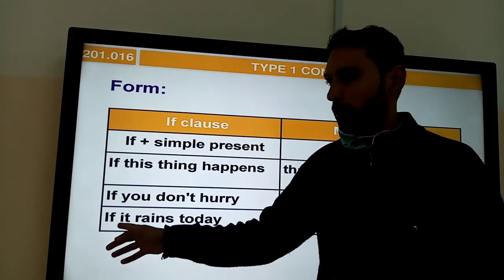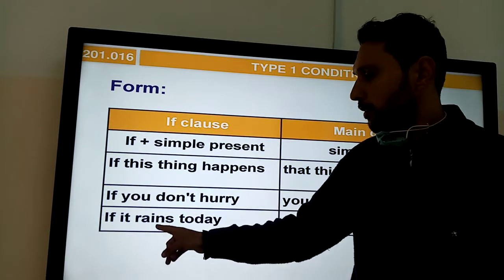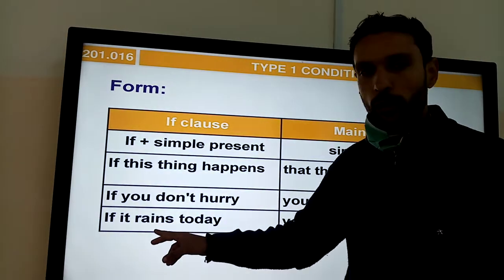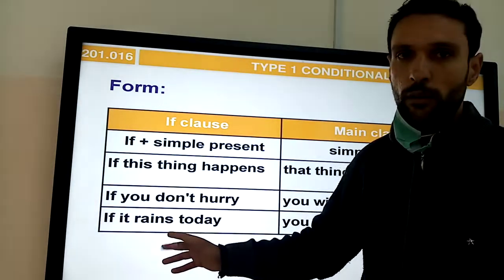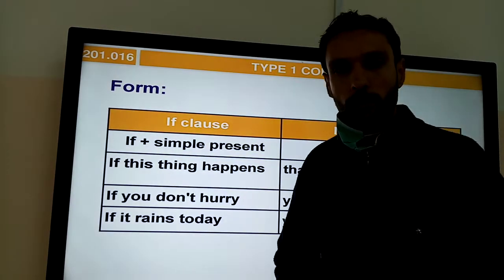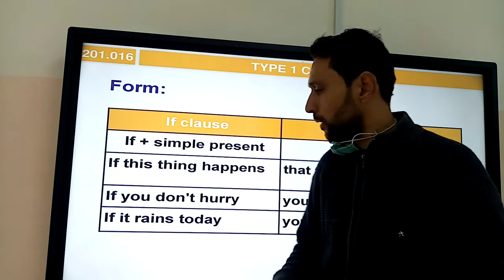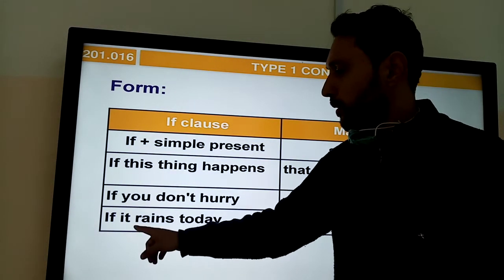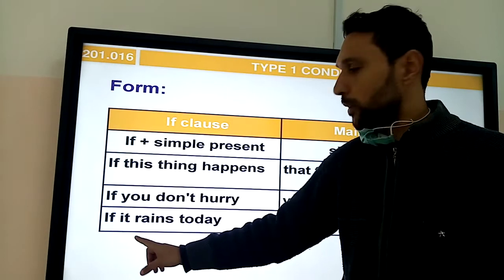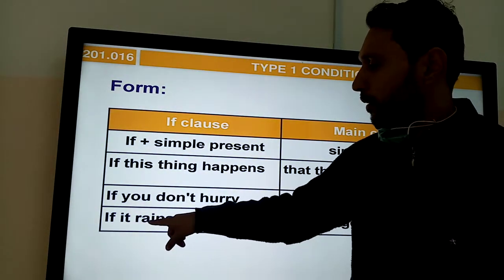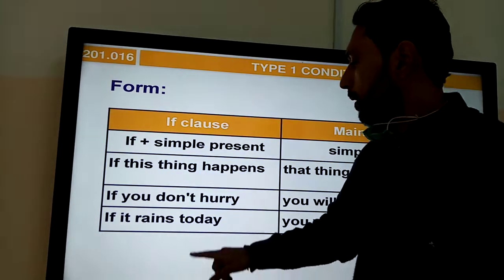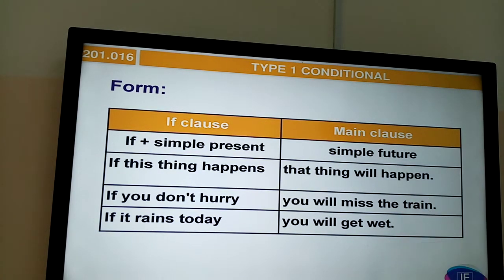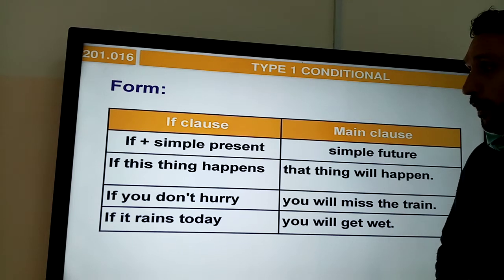If you look at the third example here, if it rains. What is rains here? Is it verb 1, verb 2, or verb 3? So it's verb 1. Because it has a singular pronoun, then we have rains. If it rains today, you will get wet.